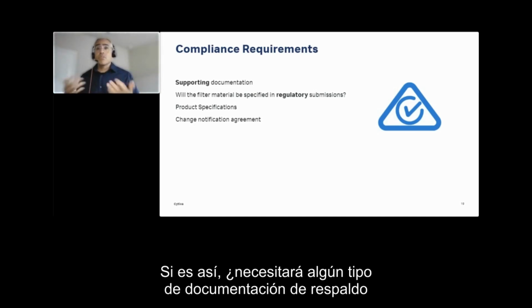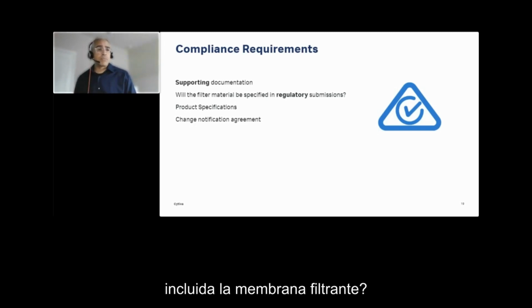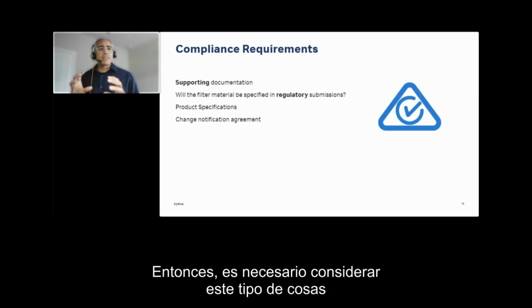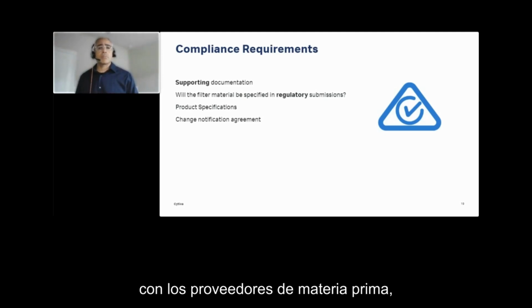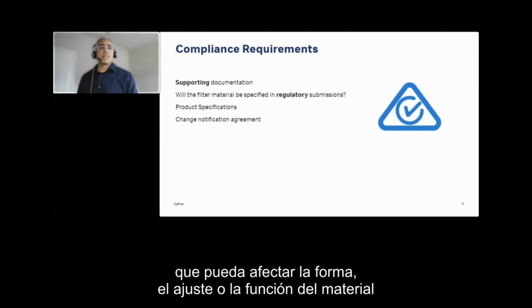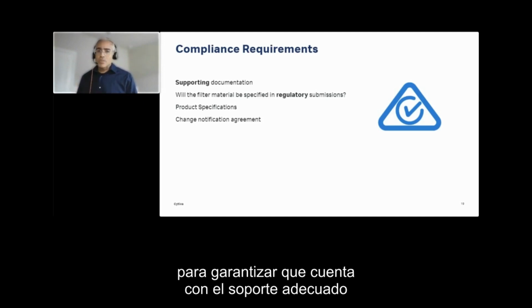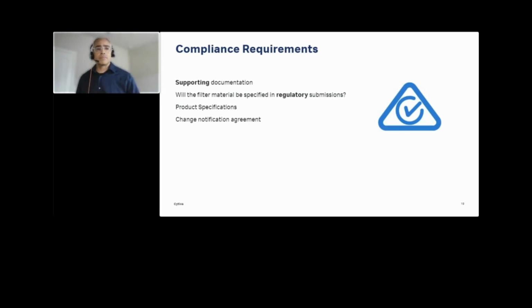If so, will you be needing any type of supporting documentation to keep on file for the raw materials in your device, including that filter membrane? So these type of things you need to consider early on in the process and come to an agreement with the raw material suppliers, such as the product specifications and notifications in case a change is implemented that may impact the material's form, fit, or function, just to ensure that you have adequate support for your device through its life cycle.